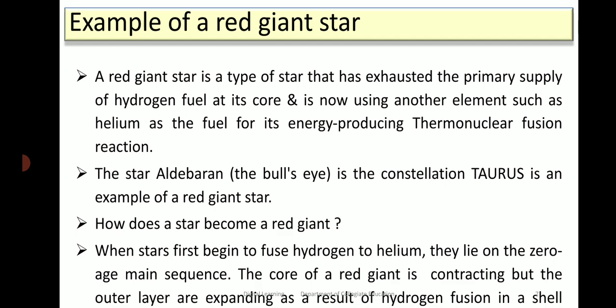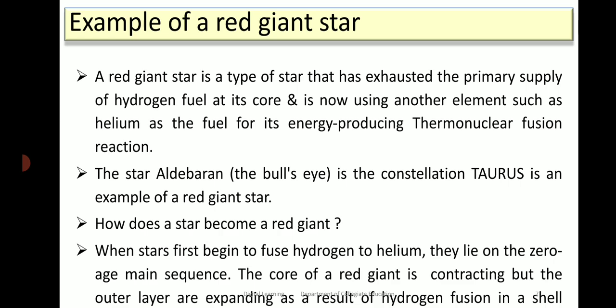Now we'll discuss what are the examples of a red giant star. A red giant star is a type of star that has exhausted the primary supply of hydrogen fuel at its core and is now using another element such as helium as the fuel for its energy producing thermonuclear fusion reaction. The star Aldebaran, the bull's eye in the constellation Taurus, is an example of a red giant star.